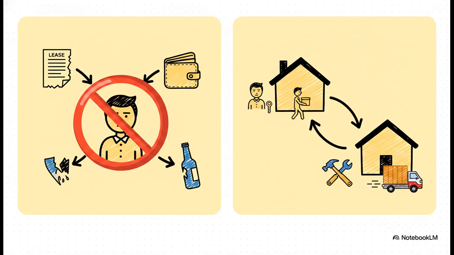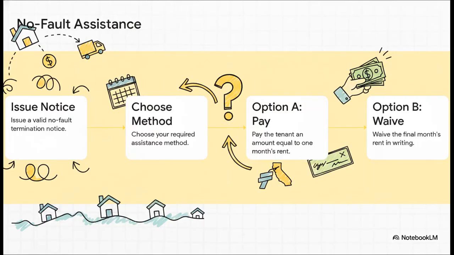The second is no fault, and this is for when the landlord needs the property back for a specific reason, like they're going to move in themselves or take the unit off the market entirely. Now, if you are moving forward with a no-fault termination, there's a big extra step you cannot forget. You are required by law to provide the tenant with relocation assistance. You get two options here. Either you can give them a direct payment equal to 1 month of their rent, or you can just waive their final month's rent. The choice is yours.